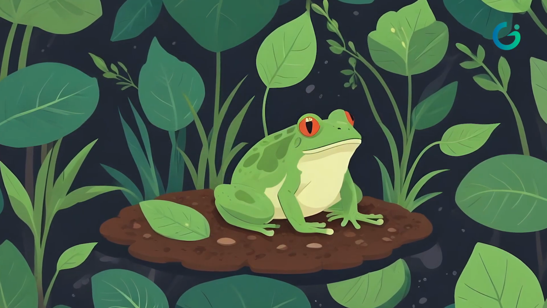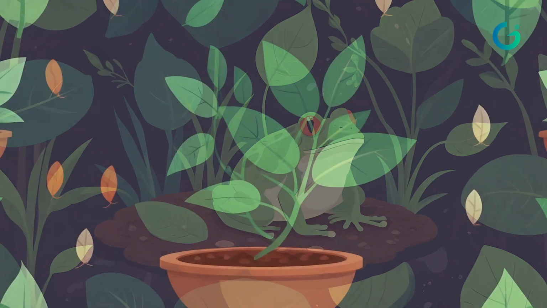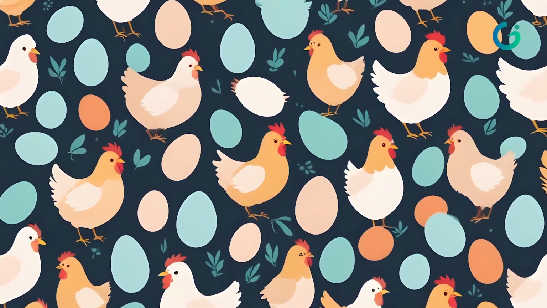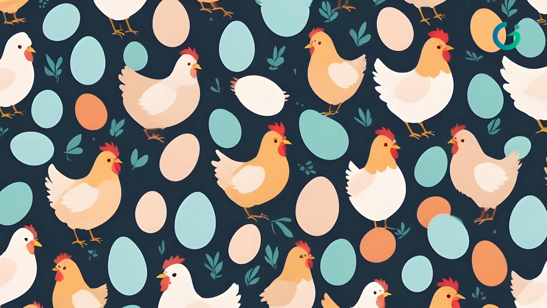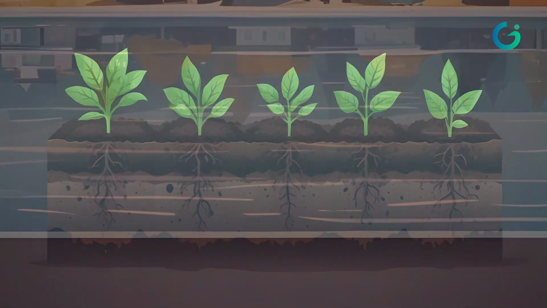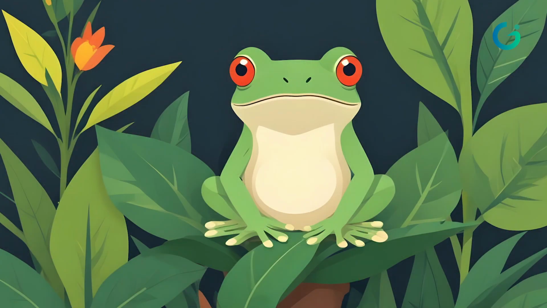Comparing life cycles. Both plants and frogs start life as a seed or egg. Both go through stages of growth and development. Plants need sunlight, water, and soil, while frogs need water, food, and shelter. Understanding plant and animal life cycles helps us appreciate the growth and diversity of living things.